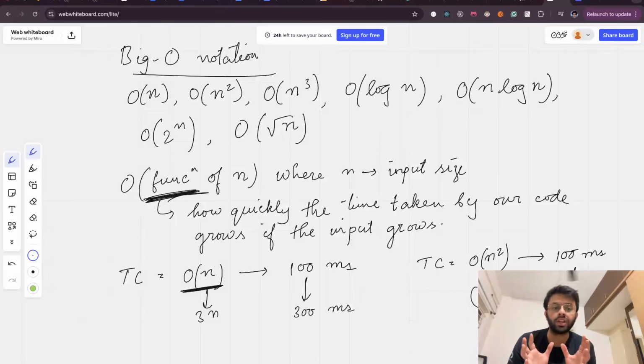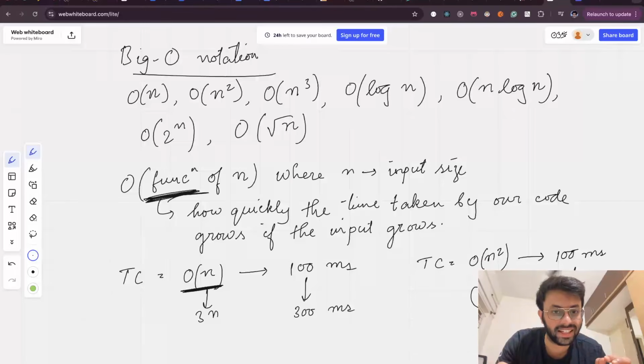So this is exactly what time complexity tells us. By changing the input size, how linearly or how fast the number of operations increases. And based on the number of operations increasing, my time will also correspondingly increase. Okay, let's quickly take some code examples.